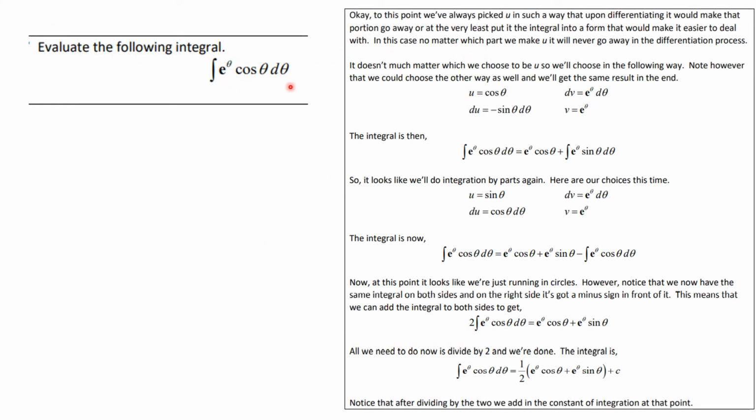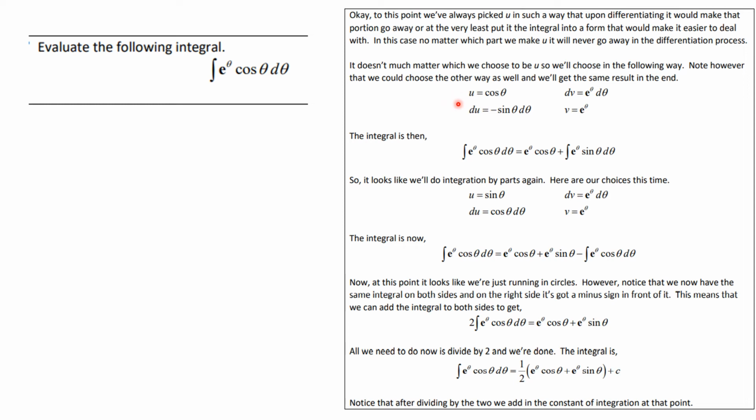Well, you have to split this up, and to tell you the truth, it will work either way, so I'm going to suggest that you try the alternate way, but we're just going to work through this way. So we're going to let u equal cosine theta. That means that dv is e to the theta d theta. Here it doesn't get simpler when you take the derivative, but at least you can take the derivative. It's no more complicated, really. And here you can integrate this and you get e to the theta.